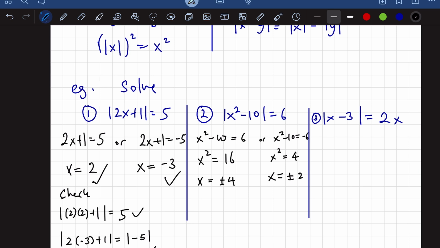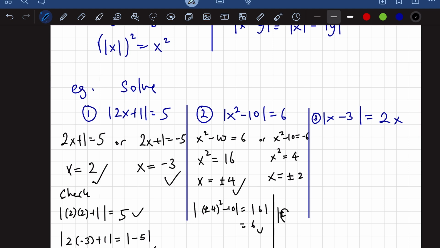Quite a bit of things to check, because there's plus minus 4 and plus minus 2. We should just check them anyway. So let's check. Modulus of plus minus 4 squared minus 10. In this case, whether it is negative or positive, when you square it, it will be positive. So it's 16 minus 10, so that will be mod of 6, which is 6. So both of these answers are true. Let's check the next one, if it's plus minus 2.